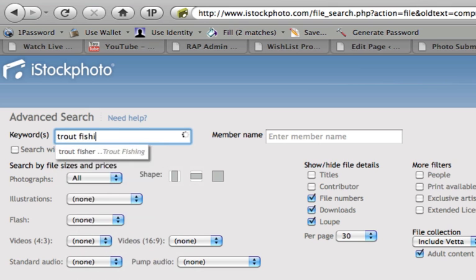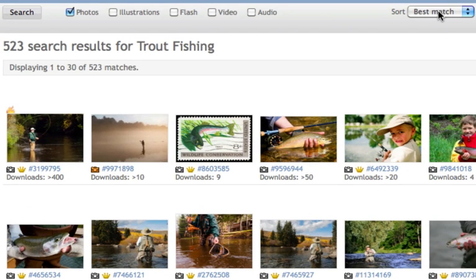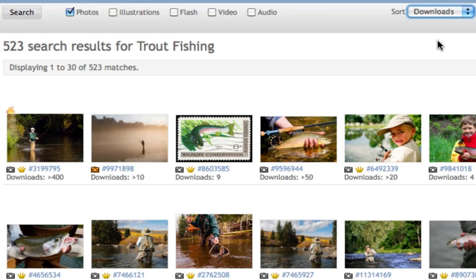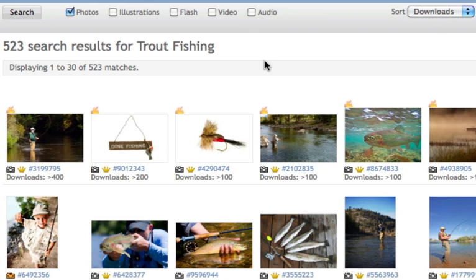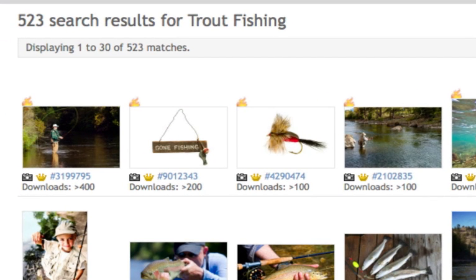Search for trout fishing here, and then we see the result we get. The next thing you need to do is make sure you sort by downloads. Now it's sorting by best match, but we will sort by downloads in this case. So we sort by download, and here you can see the most downloaded images for the keyword trout fishing, or for the market trout fishing.